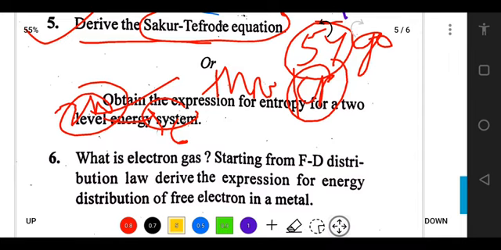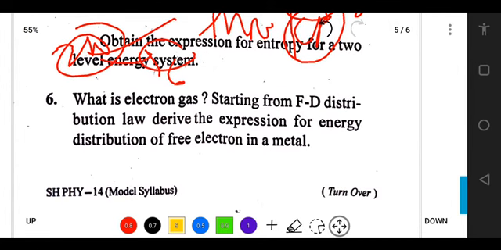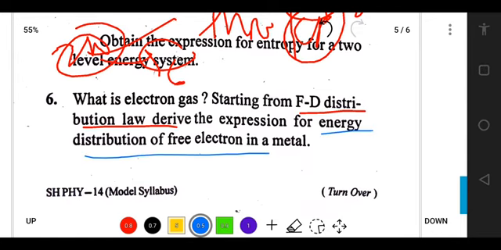Okay. Then what is electron gas? Then starting from Fermi-Dirac distribution law. This Fermi-Dirac distribution law question is very important. Then it asks about energy distribution of a free electron in a metal. It is also important. Go through KP. Okay.